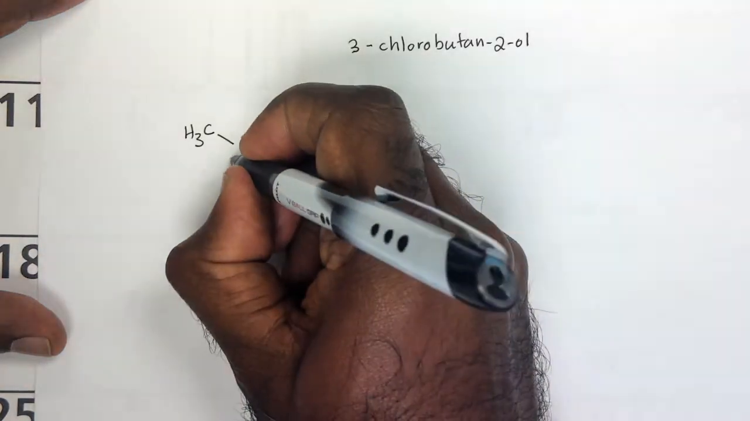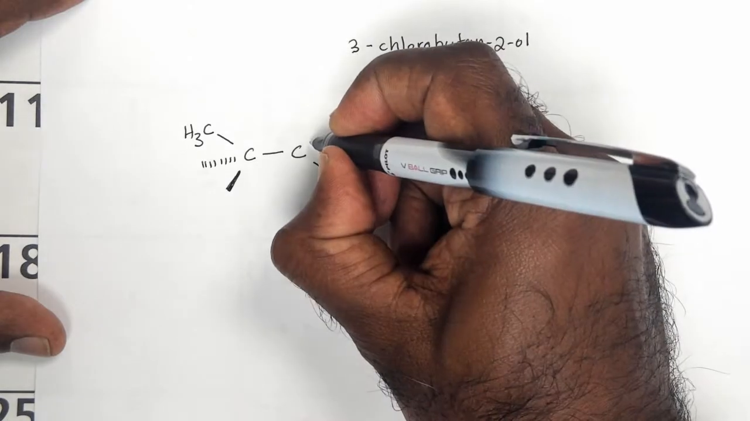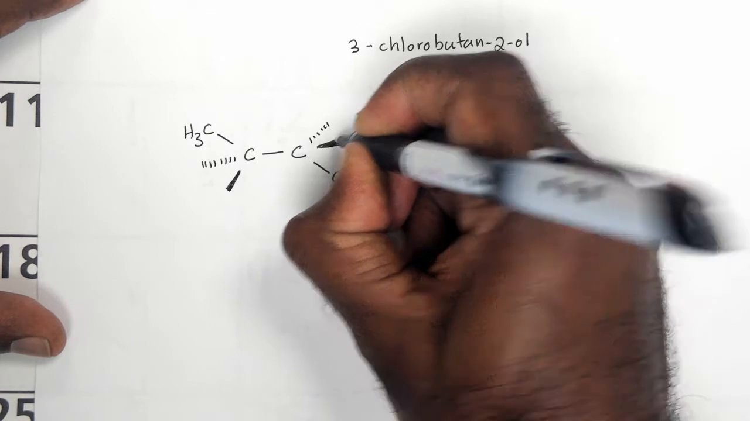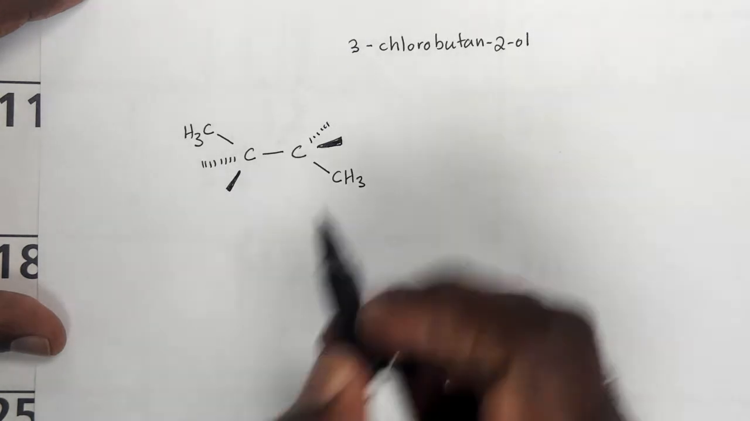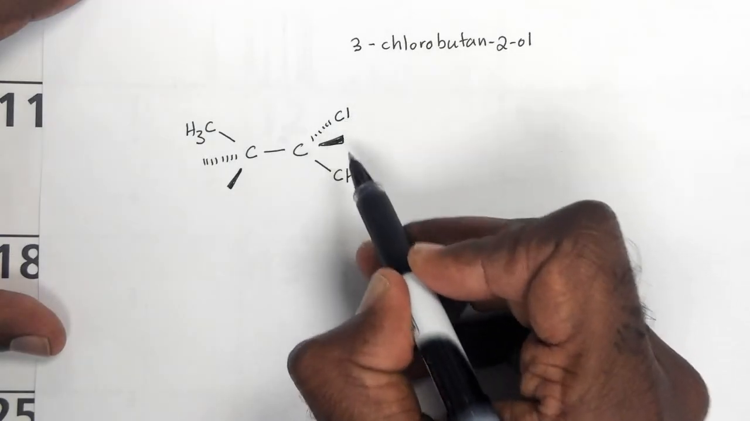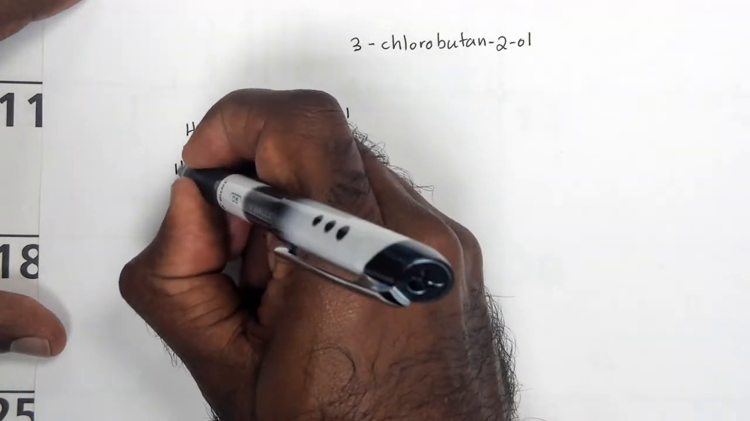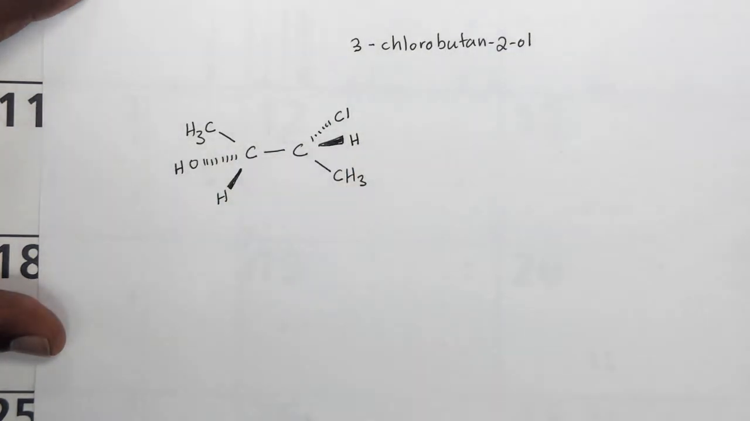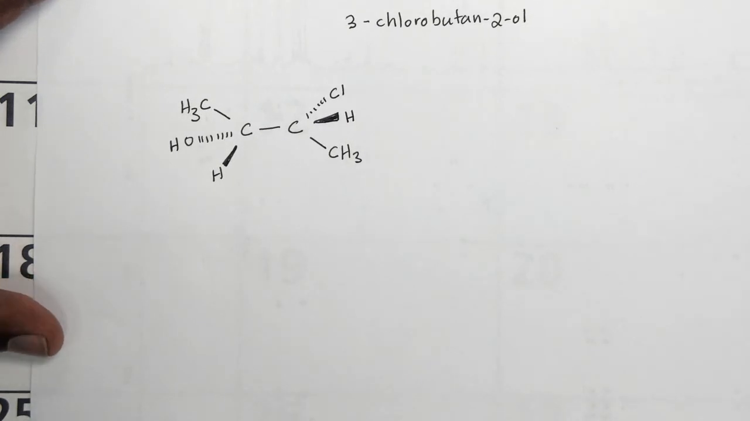To this carbon I have one group pointing away from me and the other group pointing toward me, and here I have one group pointing away from me and the other group pointing toward me. So if I call that 1, 2, 3, then I would say 3-chloro, and I'm just going to arbitrarily choose the chloro to be at that position and not that position. And then 2-ol, so the hydroxy group I'm going to choose to be at that position, and then put the hydrogens at the remaining positions in order to complete the molecule. So this is the structure of 3-chlorobutan-2-ol.